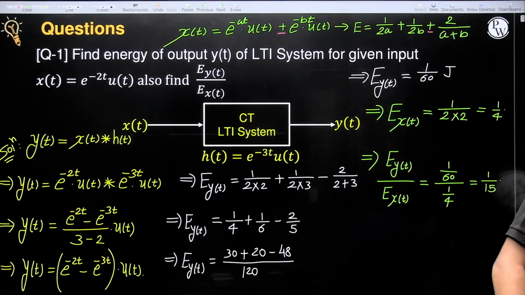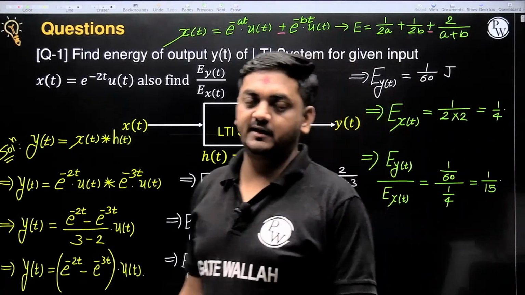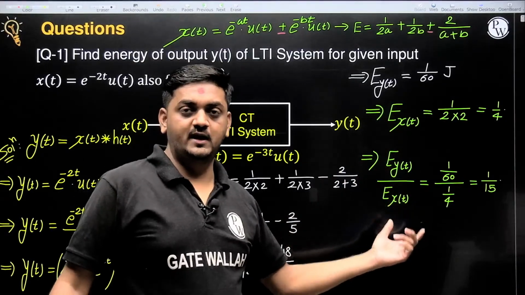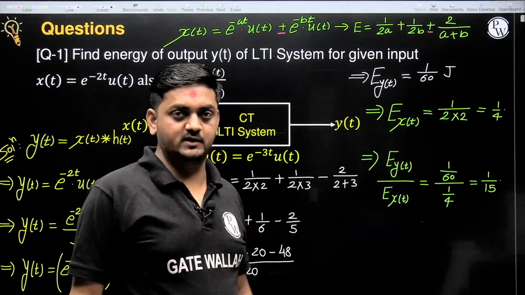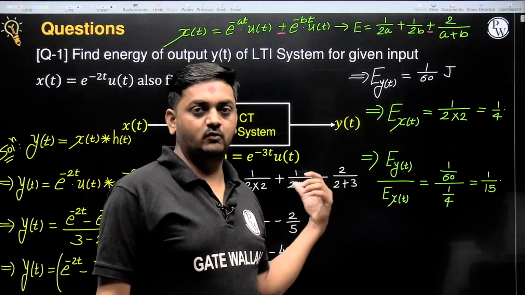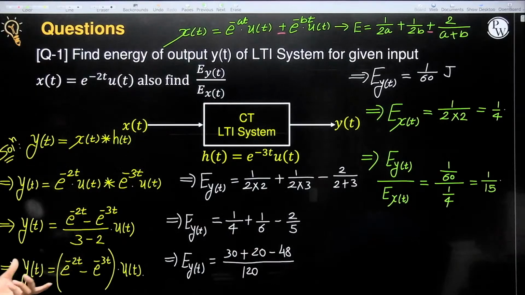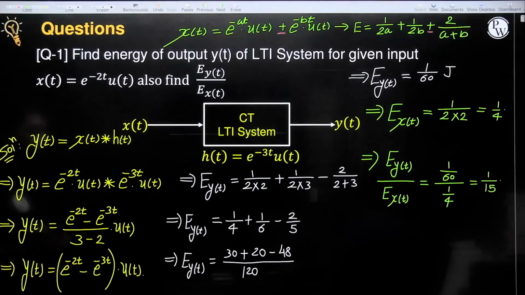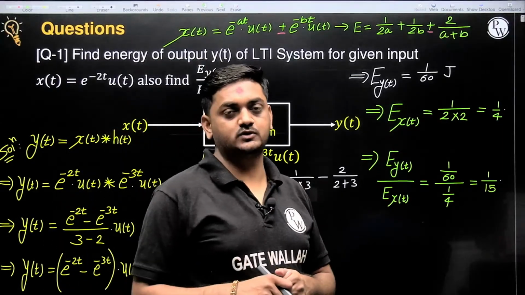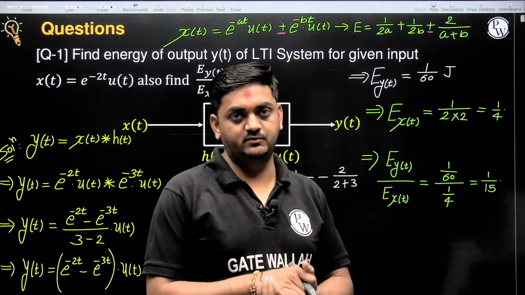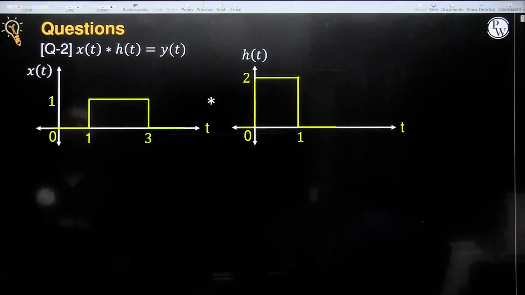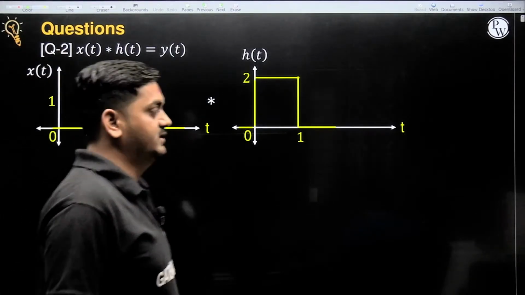Got it, Nikhil? Is this clear to you? In this way, they can frame the question. They can make it a numerical answer type question also. They can make MSQ, MCQ type also. So how to find energy, that is the concept of the first chapter, and the convolution between two exponential functions, the concept of the second chapter. So nowadays they are framing questions in which multiple concepts are used. Now next, this is very much important.